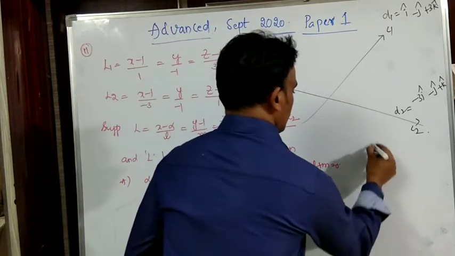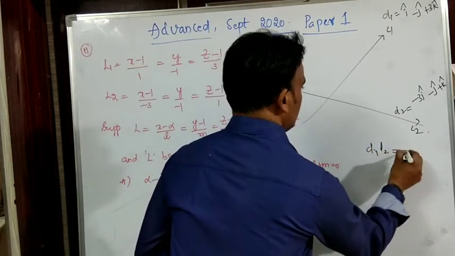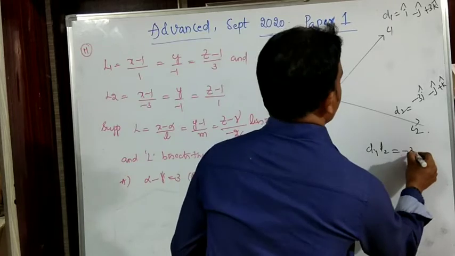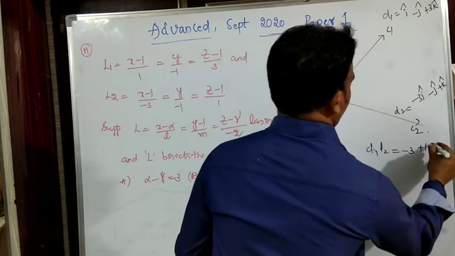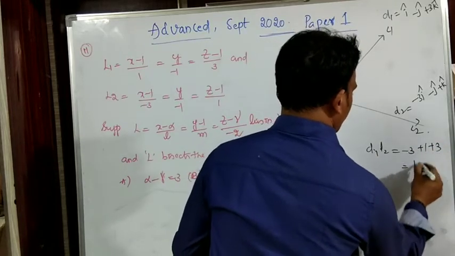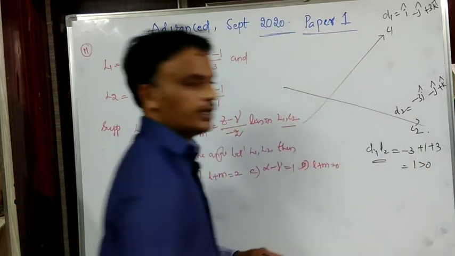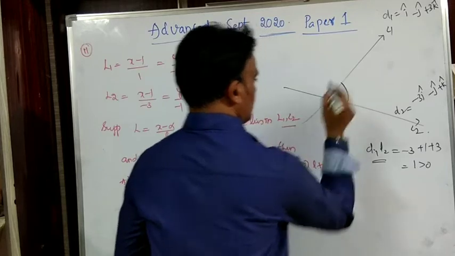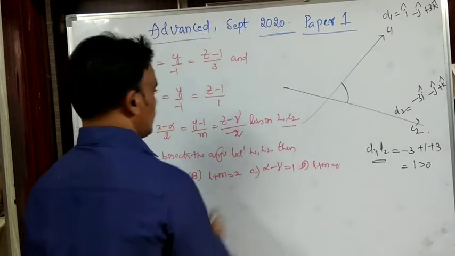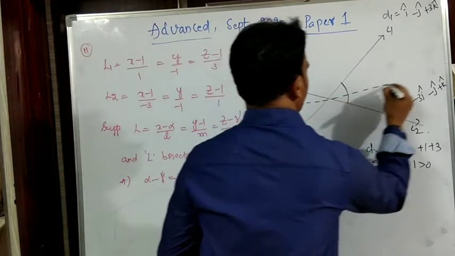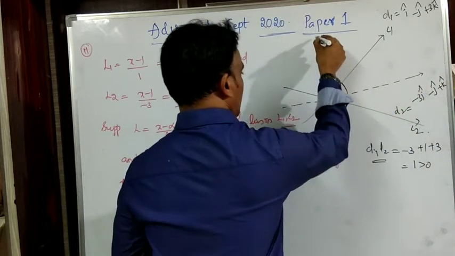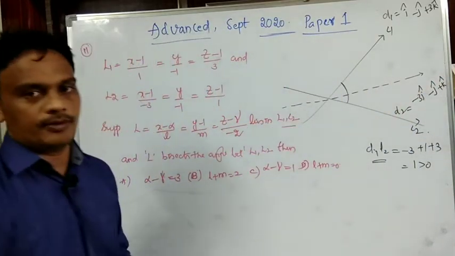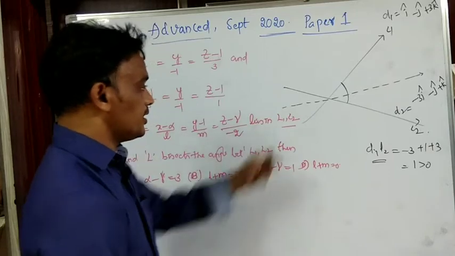The dot product D1 into D2 is minus 3 plus 1 plus 3, which is 1, greater than 0. Right or not? Greater than 0. That means the angle between them is an acute angle. Yes, this is the acute angle. Now this is our line, the acute angle bisector, and this one is the obtuse angle bisector. So what is the acute angle bisector?